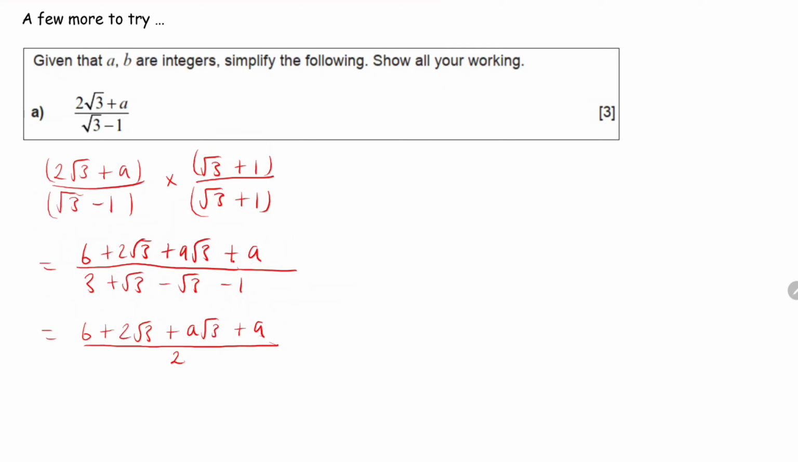You should have ended up with an answer to this one of 6 plus 2 root 3 plus A root 3 plus A. What you could do with this one to check your answer is use your calculator and possibly substitute a value for A in. Maybe make A equal to 5. And you could replace the A with 5 in your calculator, press equals, and the answer you'll get will be the same answer as if you substituted A as 5 into this expression here. Okay.